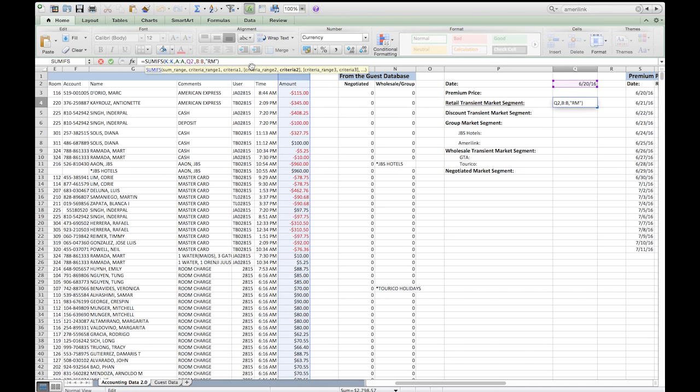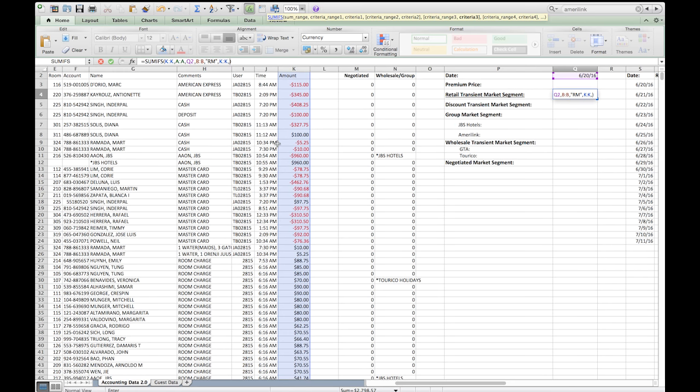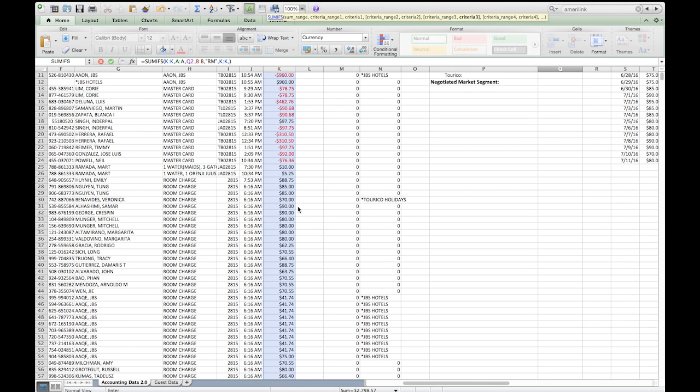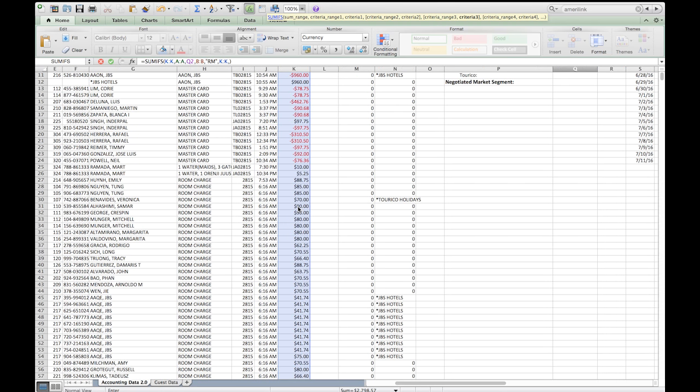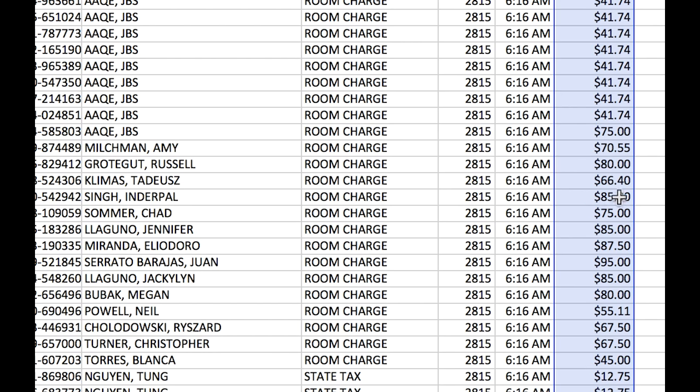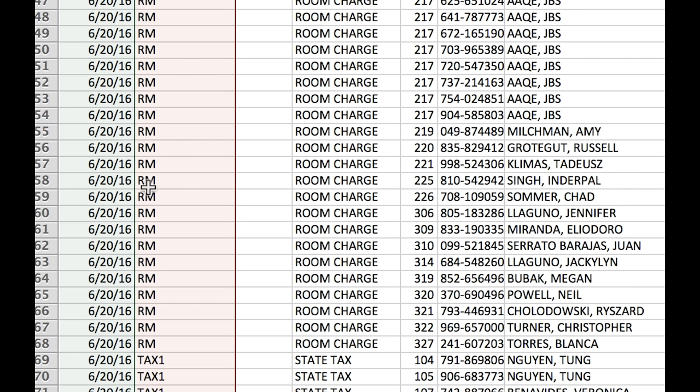I'm actually going to select column K again as my restriction, and I'll show you in a second why I'm doing this. But if you look closely at this column K, these numbers don't just consist of my revenue earned. They also tell me what rate the guest got. Let's use this example. This cell here says $75. So that means that Chad Sommer's rate was $75 on the night of June 20th.